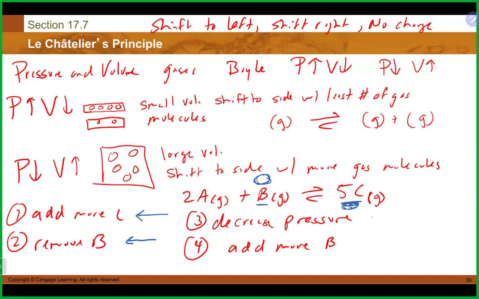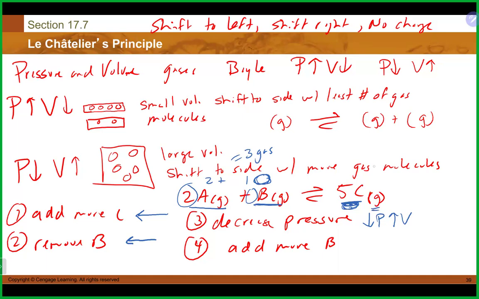If we decrease the pressure, we know that's related to the volume. That should account for an increase in the volume. So when we have a large volume, we need more gas molecules. Looking at this equation, this is a gas molecule, so that's two gas molecules there. That is one gas molecule there. All I'm doing is adding the coefficients for anything with a G. That gives us a grand total of three gas molecules on the reactant side.